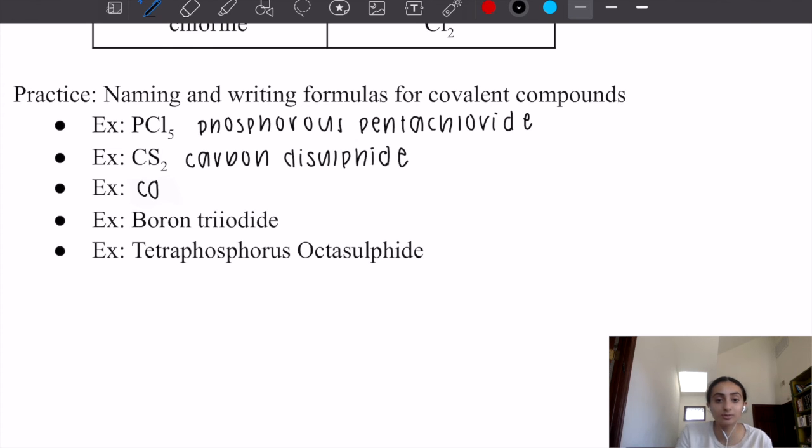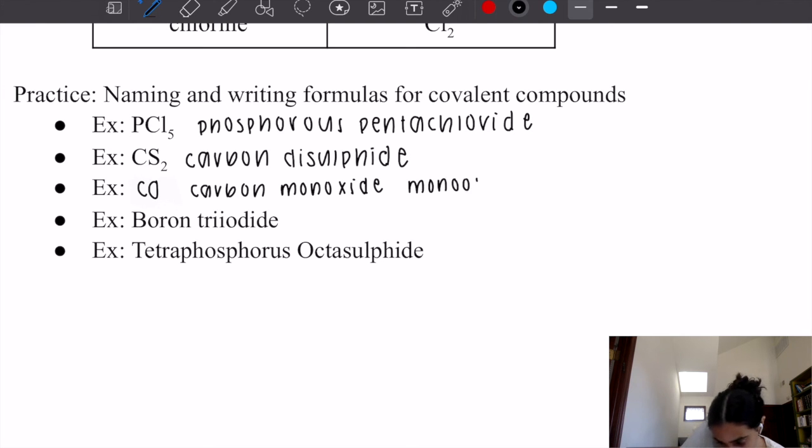Okay, so in this example, we have 1 carbon and 1 oxygen. So I'm going to write carbon, and because oxygen is the second element, I can write monoxide. And remember, I did not write it with 2 O's because, like I mentioned with the rule, if the prefix ends in an A or an O, and the second element starts with an A or an O, one of the A's or O's must be dropped. So it would only have 1 O.